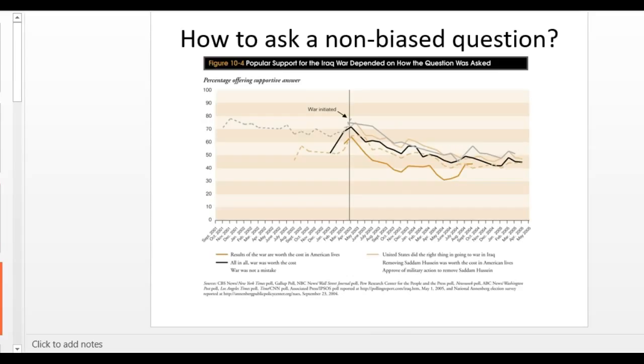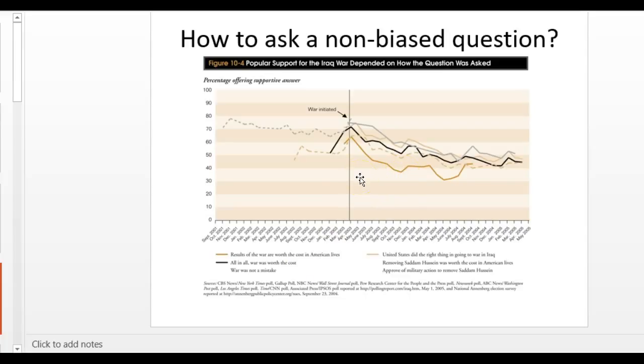The other issue is whether the question is worded in a way that is non-biased. Now, I want to illustrate this using some polls around the question of the Iraq War, and you can see these different ways of wording the question here. I want to focus on the ones on this side here. The yellow line here, the way they asked the question was, "Do you agree the results of the war are worth the cost in American lives?" And that got the lowest level of expressed support for the war in Iraq. The black line, "All in all, the war was worth the cost." That's in the middle. And then on top, "Do you agree the war was not a mistake?"